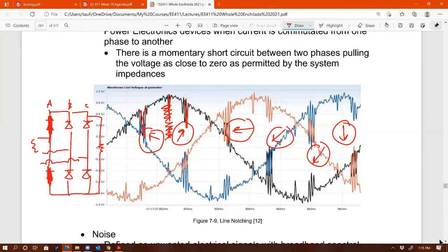And as we learned from EE410, the commutation does not occur on the peak part of the voltage. I'm not sure why we have those. Anyhow, those are line notching. That's what could create additional zero crossings. If it dips down far and goes to 0 volts, then any controller that relies on zero crossing will get confused because of that.